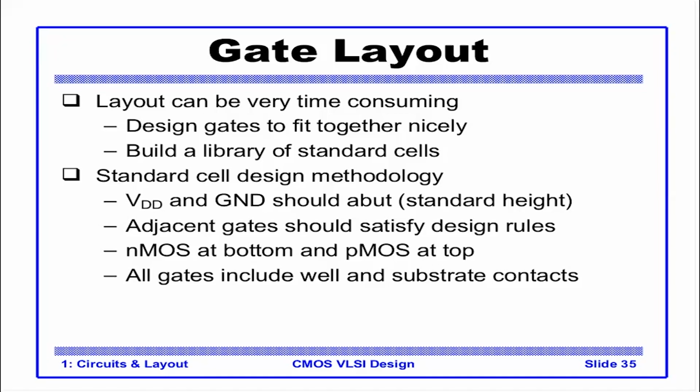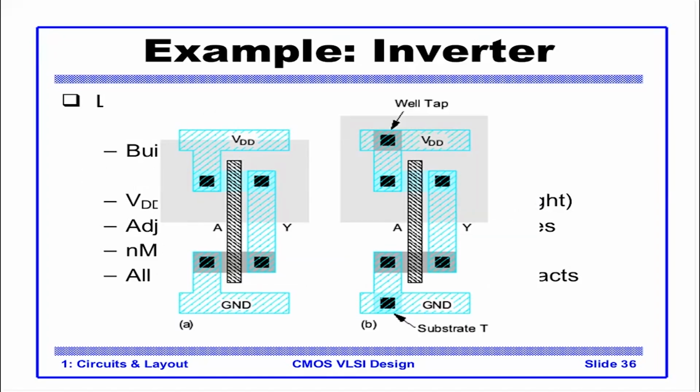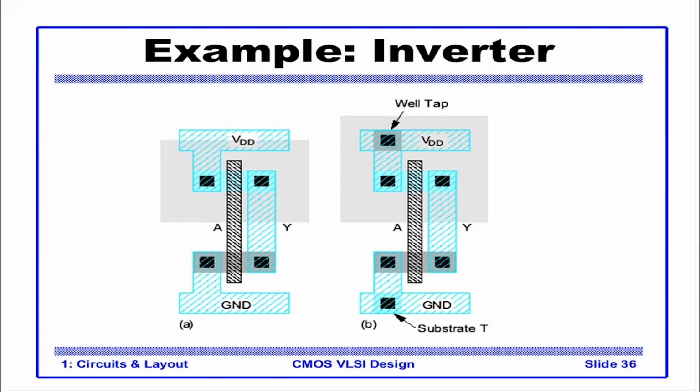How good a layout is often determines how well the circuit can be manufactured, how well the design can be manufactured. Now let's see an inverter layout. We have already discussed this. The VDD and the ground rails run parallel to each other. There will be one fixed height.